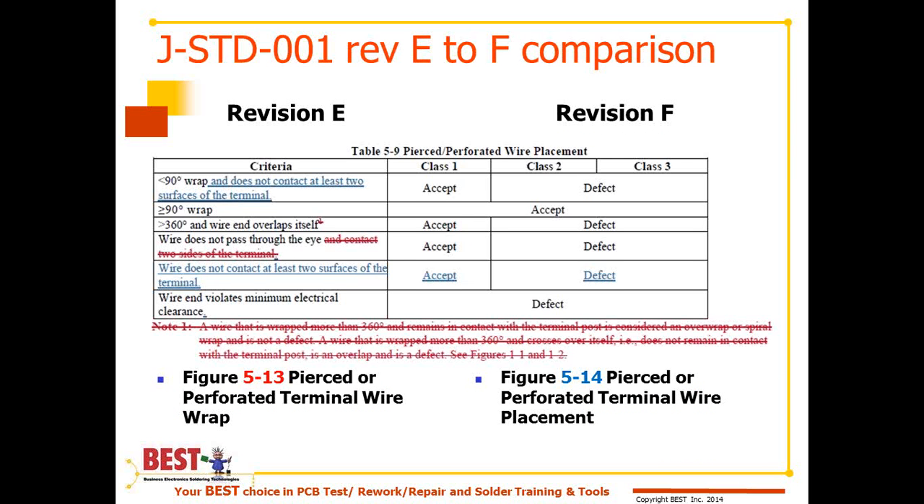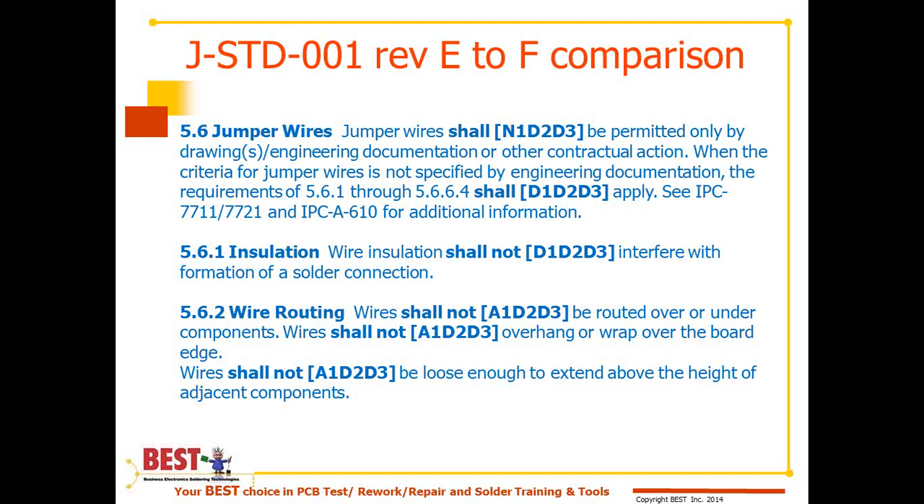So the revisions under the table 5.9 says less than 90-degree wrap and does not contact at least two surfaces of the terminal where the pierce or perforated is a defect for class 2 and 3. If the wire doesn't pass through the eye, it's still a defect for 2 and 3. They've taken out the part where it says and contact two sides of the terminal because it states that previously. Also, the wire doesn't contact at least two surfaces of the terminal is a defect for 2 and 3, but it is acceptable for class 1, and they've taken the note out where it refers to the wrap. Figure 5.13 has been changed to 5.14 because of the addition.